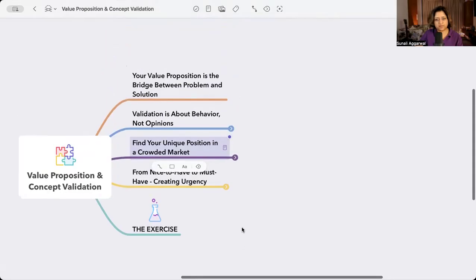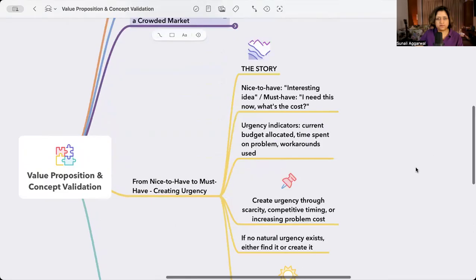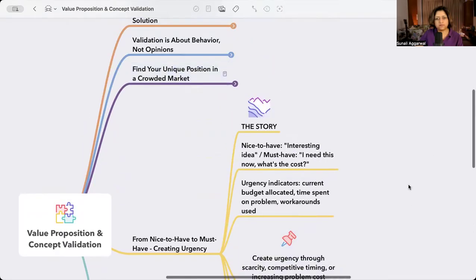I hope you enjoyed that case study. Again, Zerodha was operating in a very competitive market. It's not one or two players there, there are hundreds of them. But good value proposition and clarity in thought took them there. Nice to have: interesting idea. Must have: I need this.